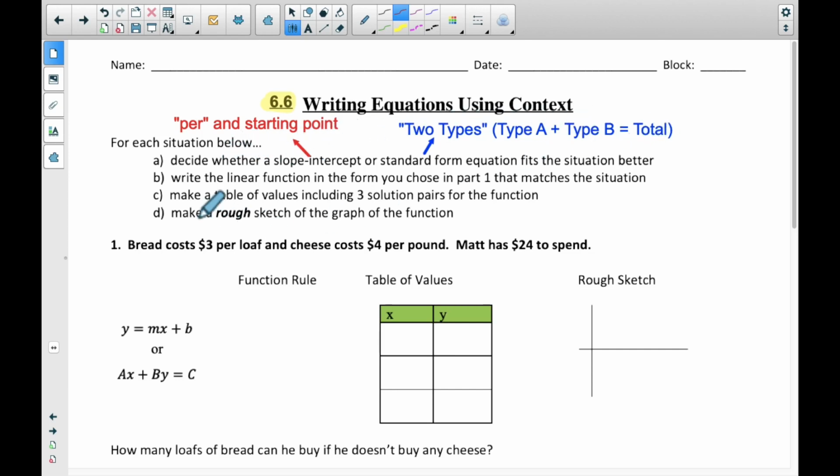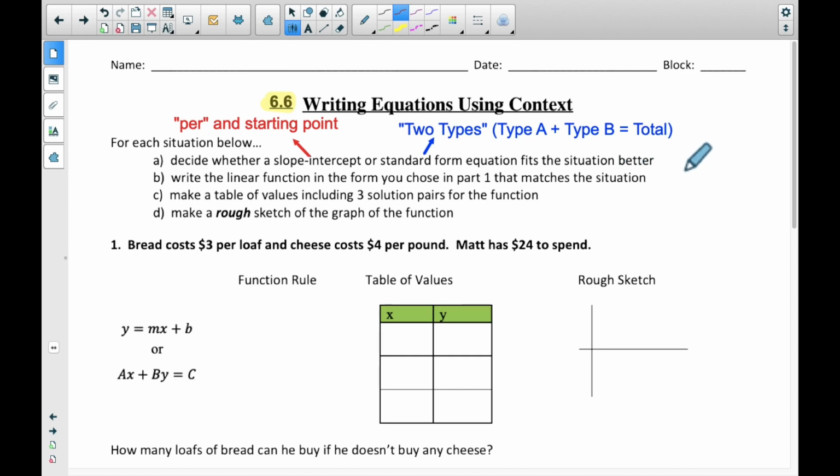I'm going to talk about that because for each of these situations we're going to look at whether it should be slope-intercept form or standard form equation. And so you need to know what to look for. With a slope-intercept form, you're going to look for something that says per and a starting point, like you started with 5 and you added 3 more per hour. Whereas a standard form equation is going to have 2 types that equal up to a total.